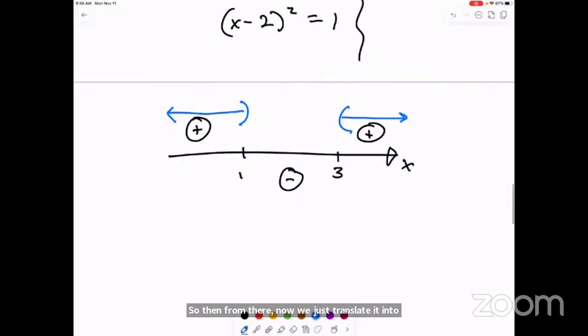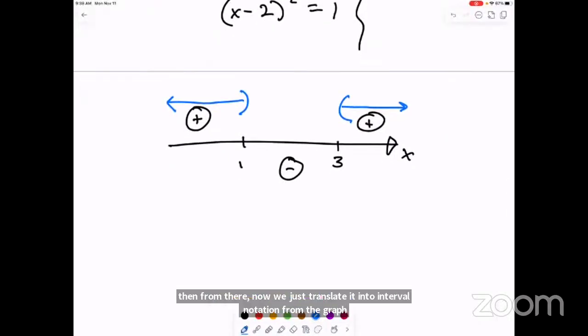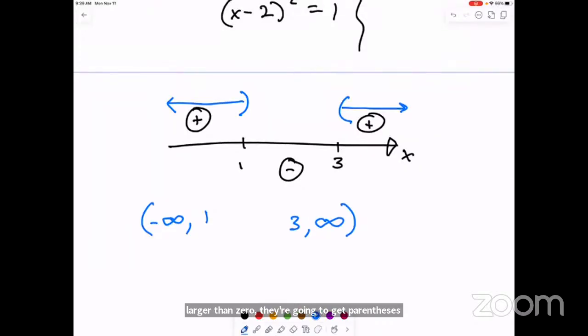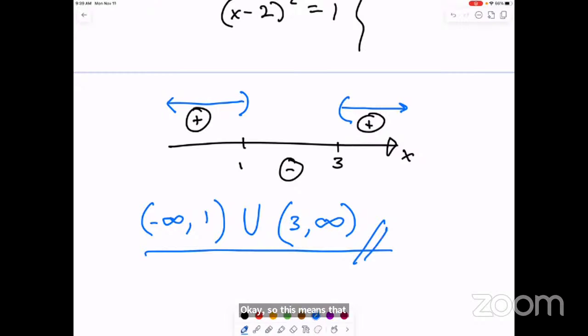So the far left is negative infinity up to 1, and then we're going from 3 to infinity. In this context, infinity always gets a parenthesis. 1 and 3, because again we want to be strictly larger than 0, get parentheses, and we combine this with the union. So this is going to be our interval notation. Any point that's left of 1 or right of 3, that's where the parabola is going to be above the x-axis.